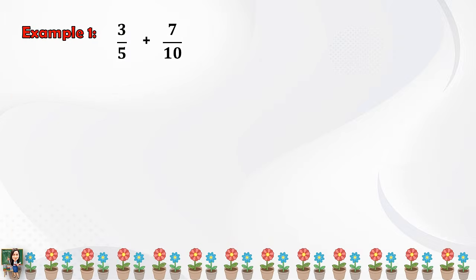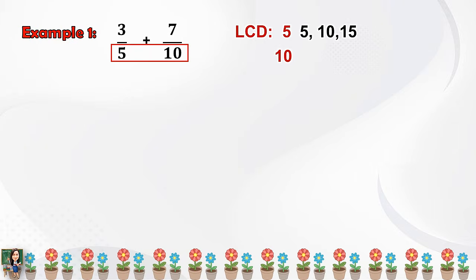Example number 1. 3/5 plus 7/10. These fractions are dissimilar because their denominators are not the same. So we are going to change them to similar fractions by using equivalent fractions. Let's get the LCD of 5 and 10. The first three multiples of 5 are 5, 10, 15. And the first three multiples of 10 are 10, 20, 30.